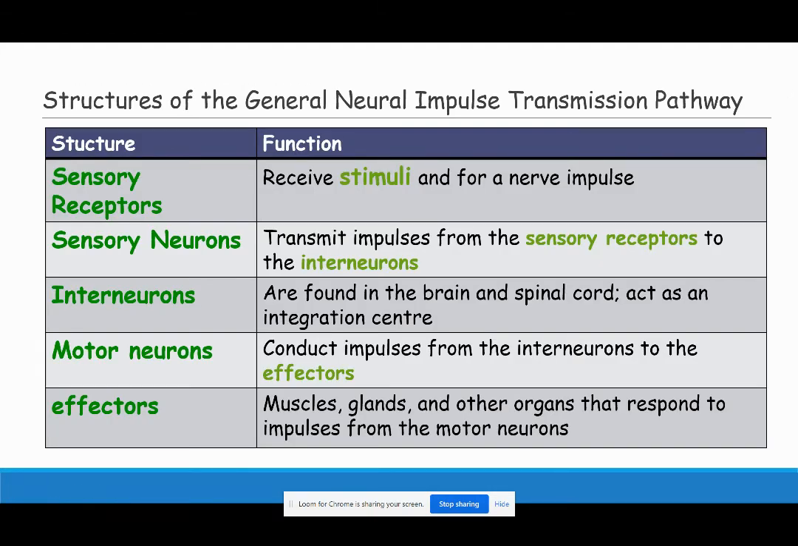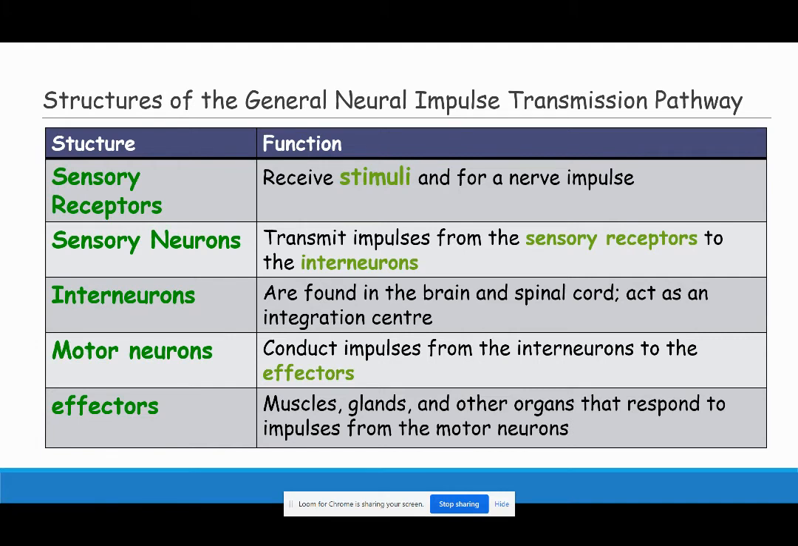So these are the terms you need to remember when looking at neural pathways. Sensory receptors are specialized kinds of neurons that detect a stimulus or a type of energy and then generate an action potential, or a nerve impulse. That nerve impulse is then conducted through sensory neurons, which is next in the sequence. Those sensory neurons carry the nerve impulse to the interneurons. Interneurons are found entirely in the CNS. That's where you find them. They are an integration center, processing all the information that's coming in.